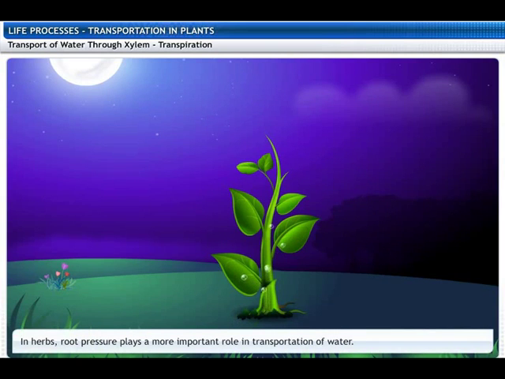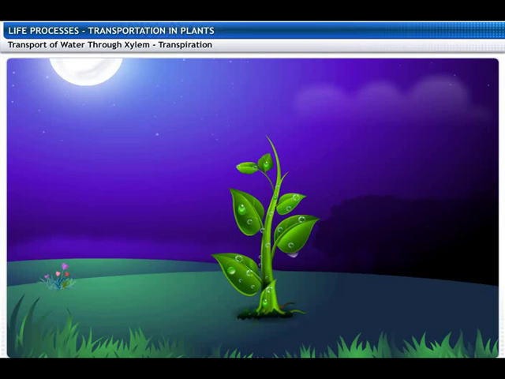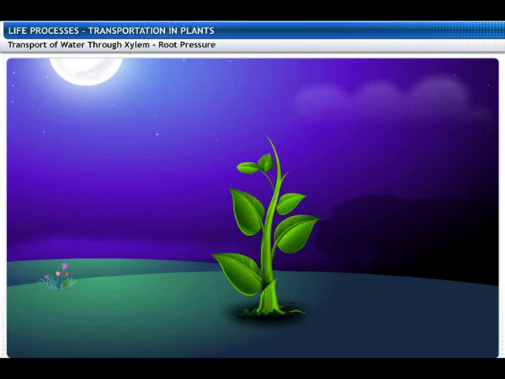Transportation of water in small herbaceous plants is influenced by root pressure. It usually occurs during the night when soil moisture is very high. Water is lost in the form of water droplets, which we often see as dew on leaves. Let's see what root pressure is.